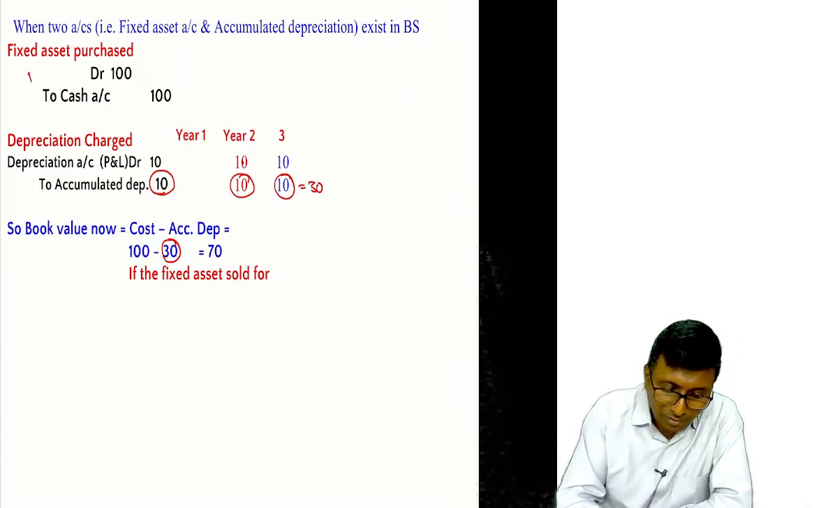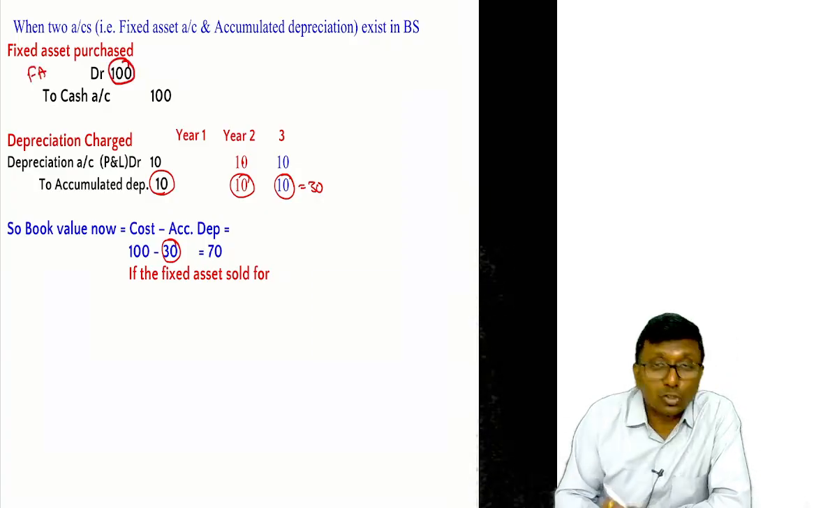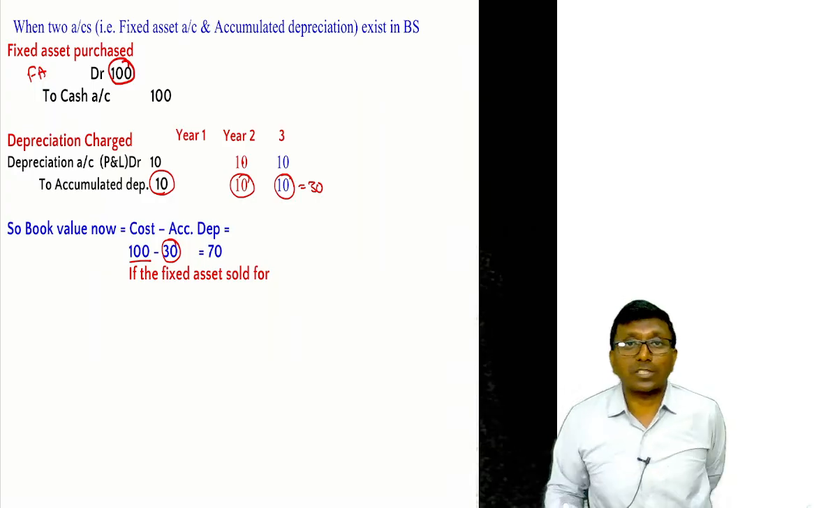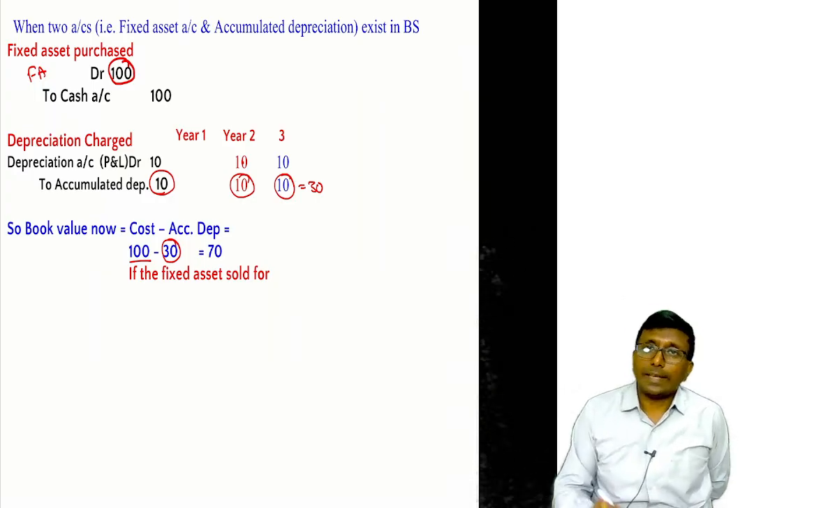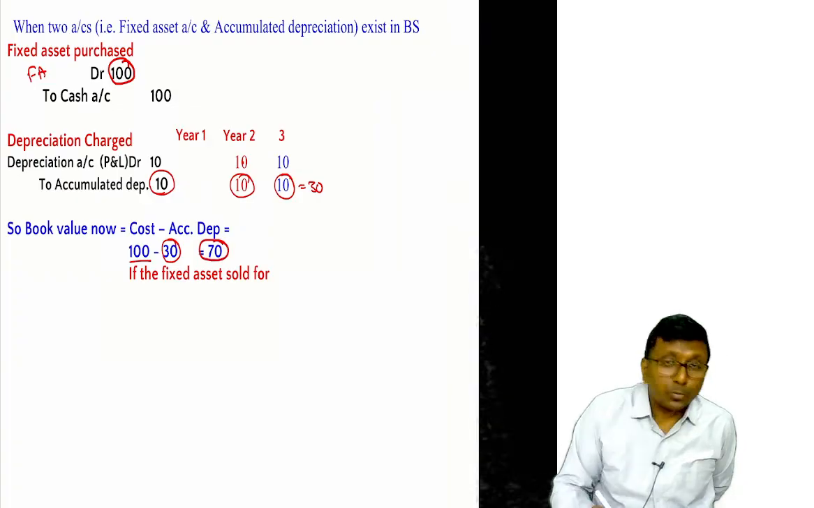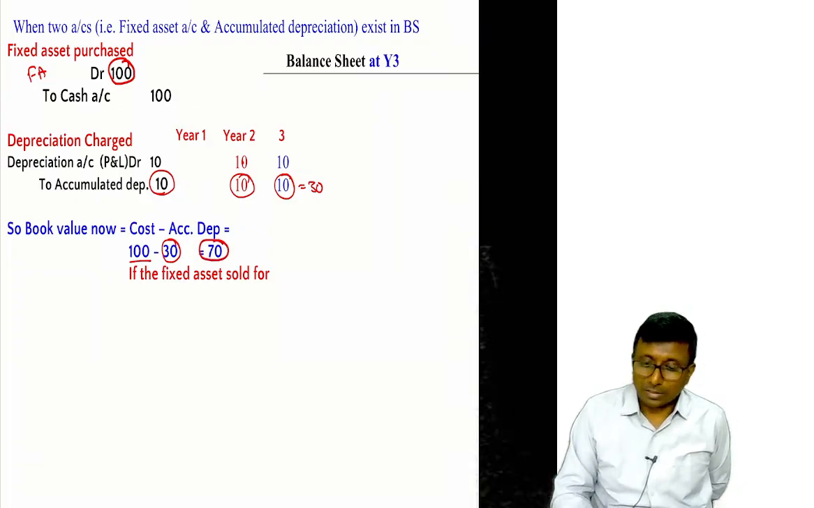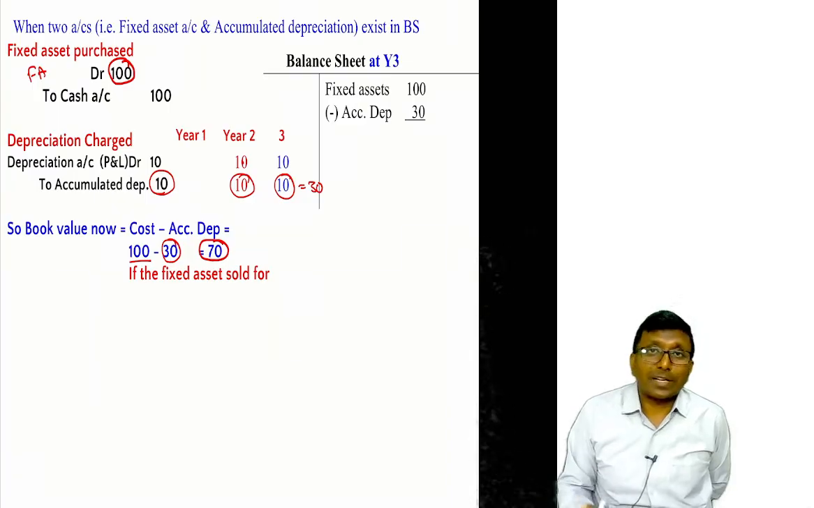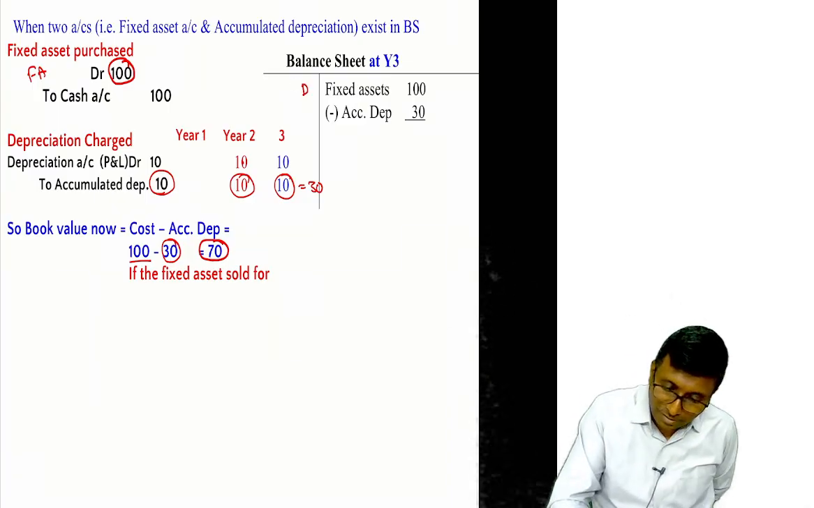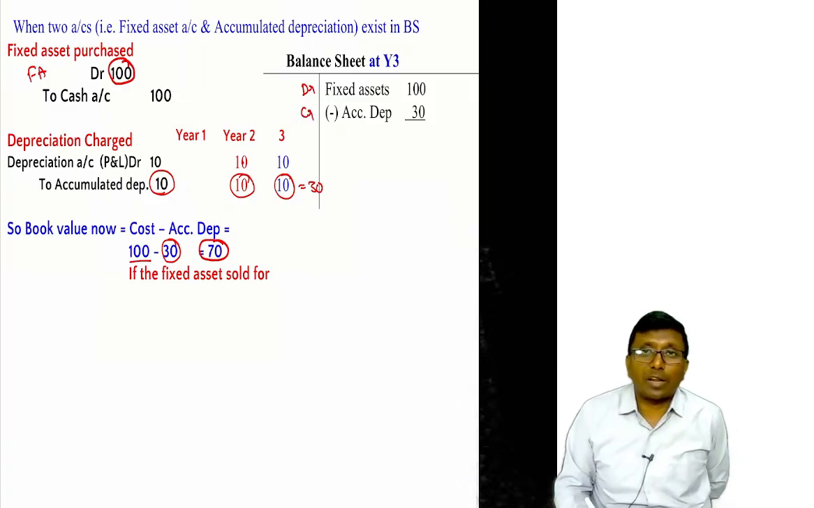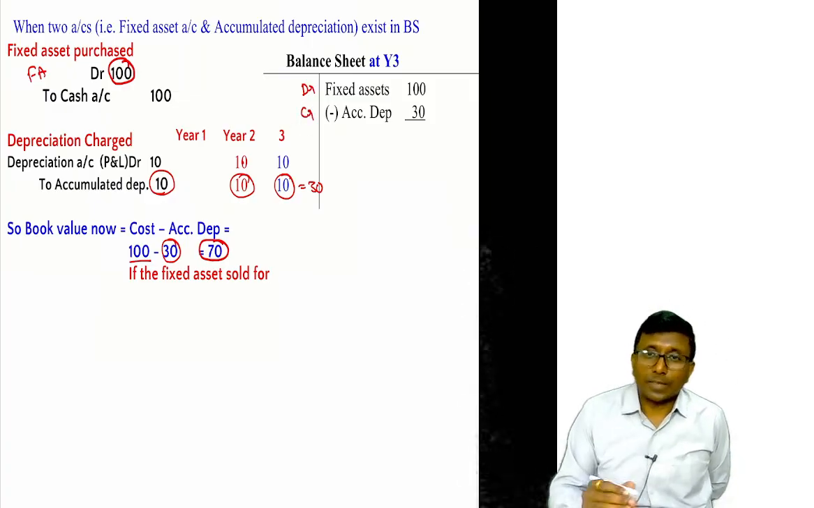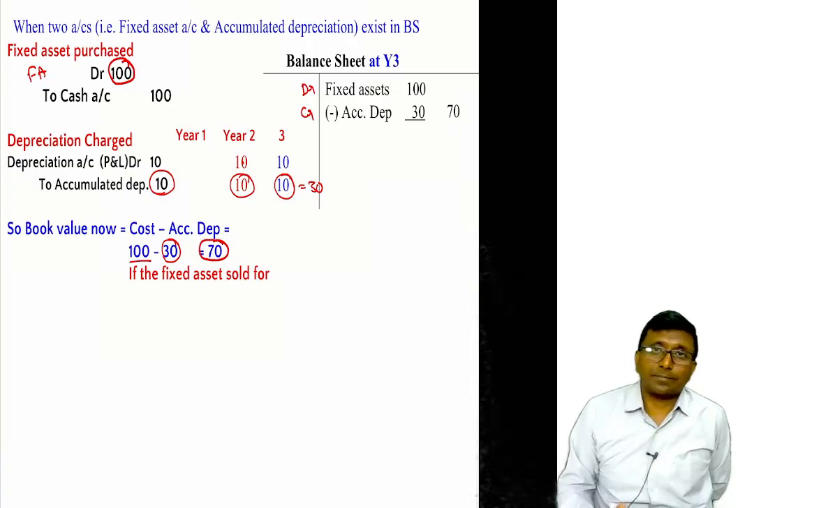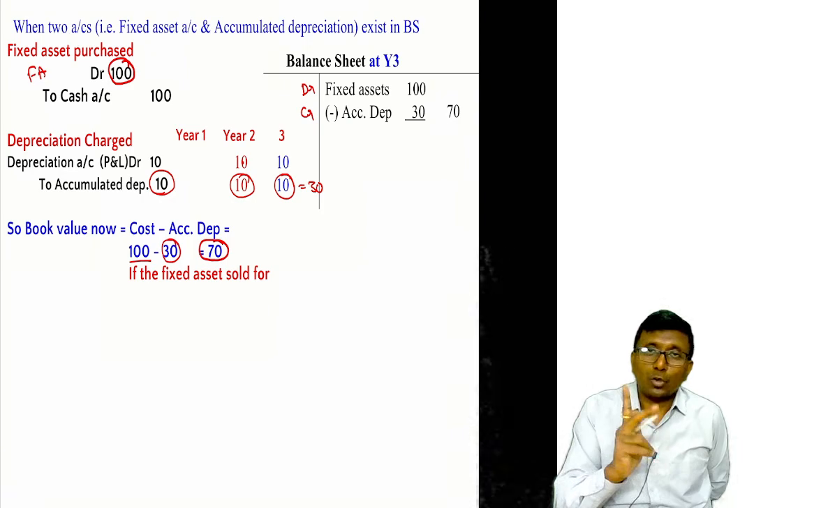Have you ever touched the fixed asset, my dear? No, sir, I never touched the fixed asset. So 100 rupees is my cost, minus 30 rupees of depreciation so far, first year, second year, third year. So 70 rupees is my book value. Now let me open the balance sheet. If I create a balance sheet like this, we'll present it like this. Two accounts are there. Fixed asset account shows a debit balance, accumulated depreciation shows a credit balance. That's why we are reducing: 100 minus 30, that is how 70 will come. Remember once again, you have two ledger accounts.